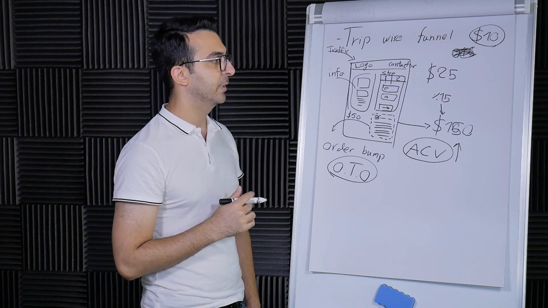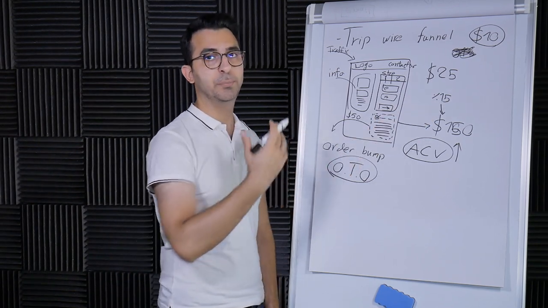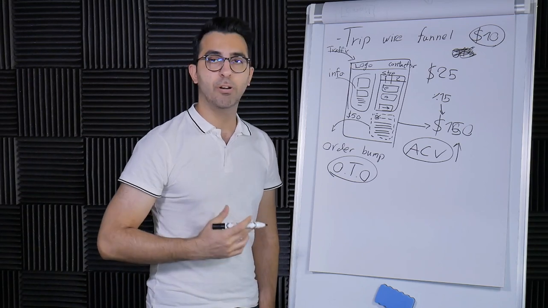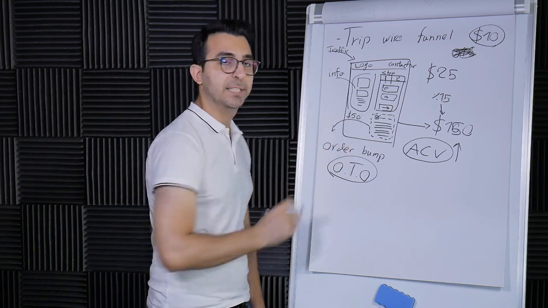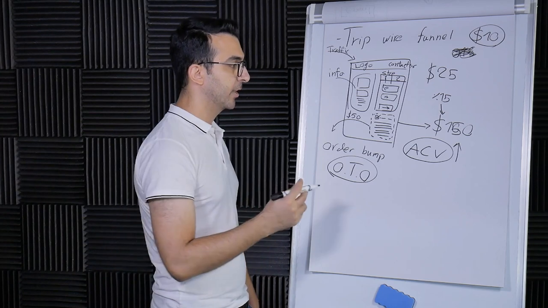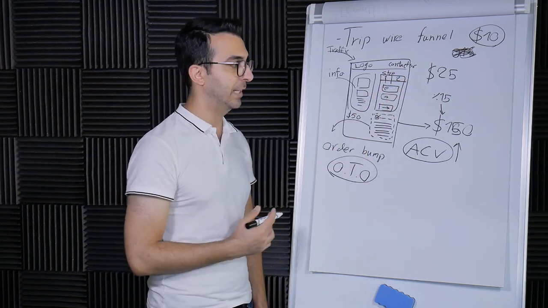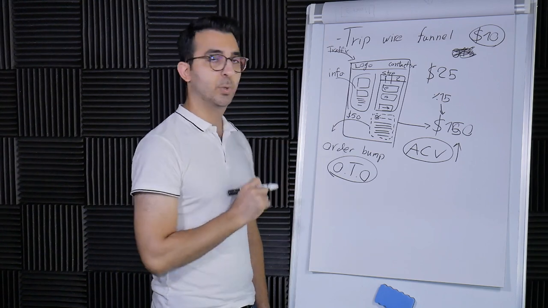Now, what will happen is that from that 15%, meaning, for example, 15 people, maybe 3, 4, or 5 of them buy this $50 product. And this way, you're going to increase your average cart value. Now, this is one of the things.